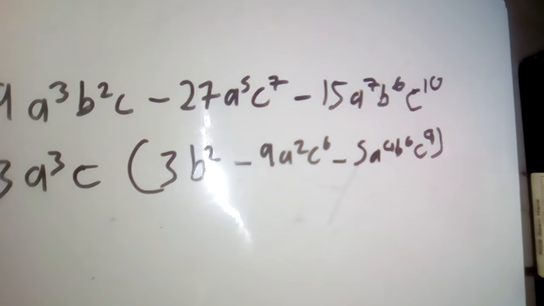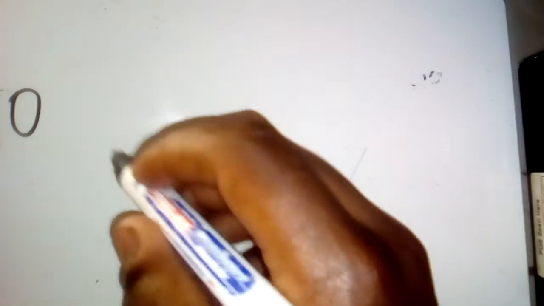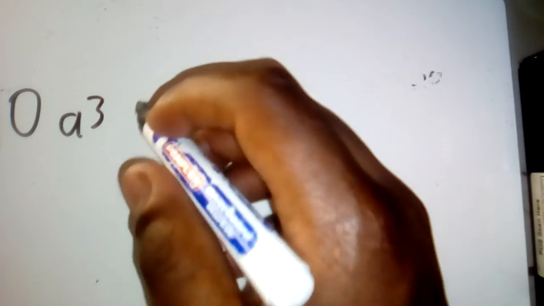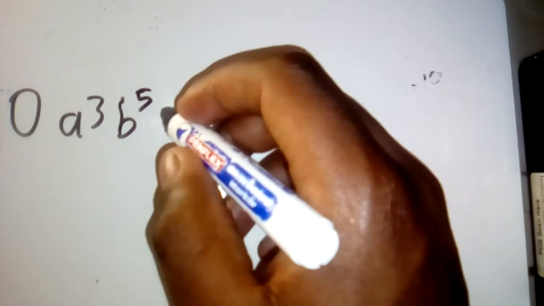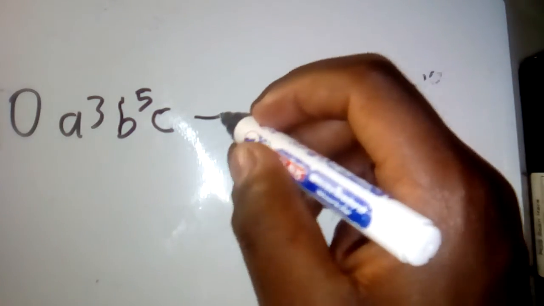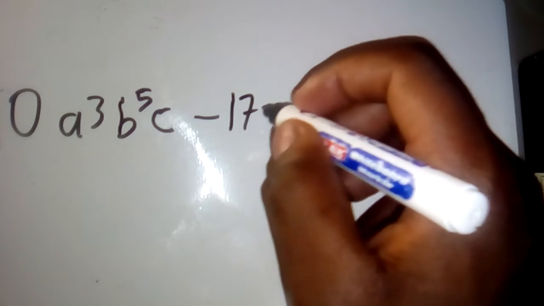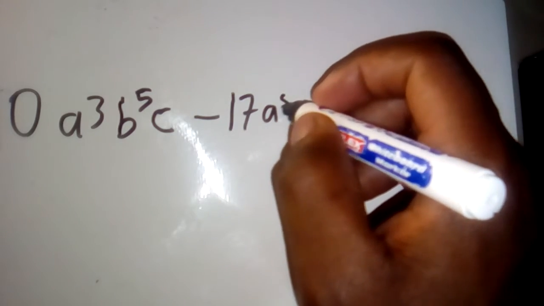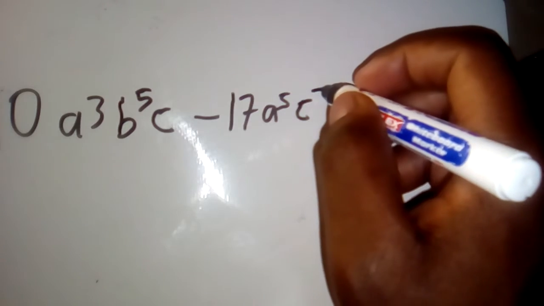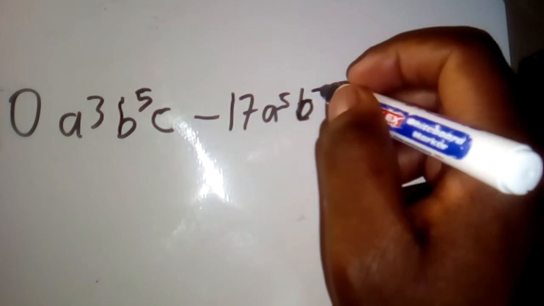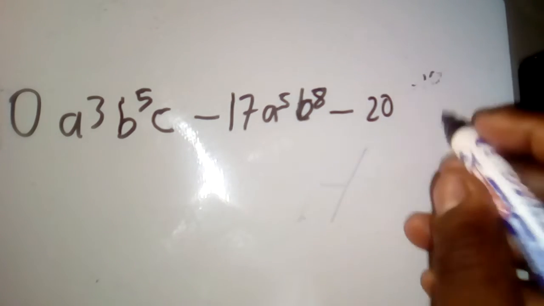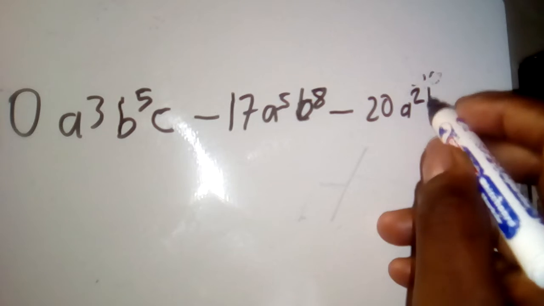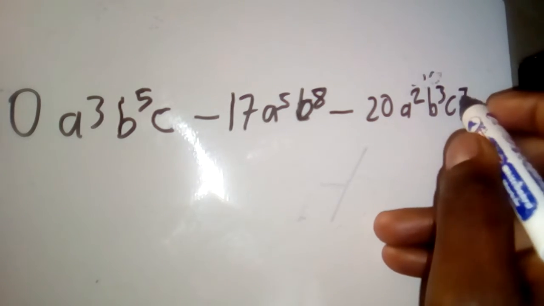Now the last example, let's say we have 10a cubed b to the power of 5 c minus, let's say, 17 a to the power of 5 b to the power of 8 minus 20 a to the power of 2 b to the power of 3 c to the power of 7.